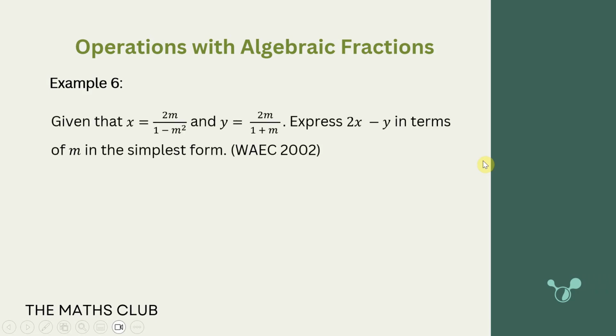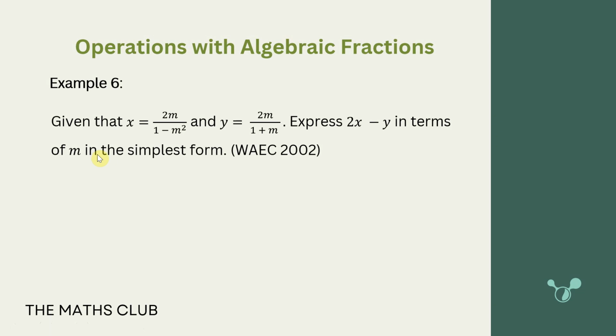Example 6 says that given that x is equal to 2m all over 1 minus m squared and y is equal to 2m all over 1 plus m, we should express 2x minus y in terms of m in the simplest form. This was from 2002. I want you to pause the video and try this out yourself.